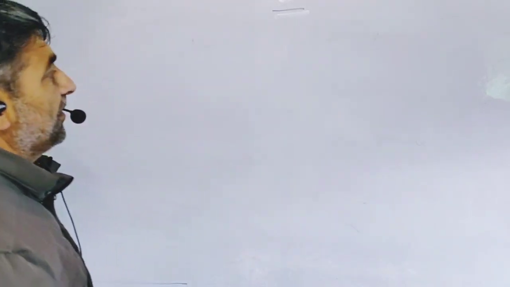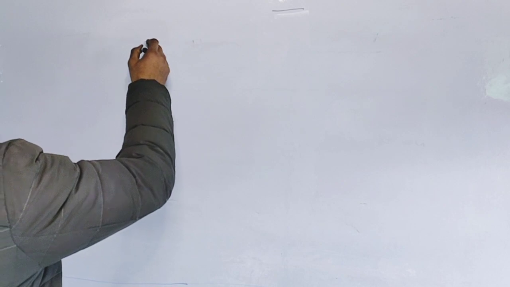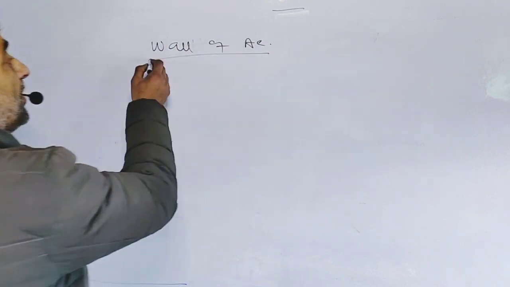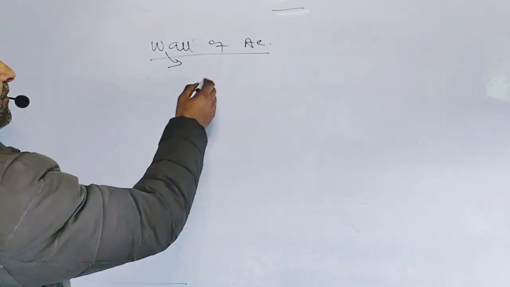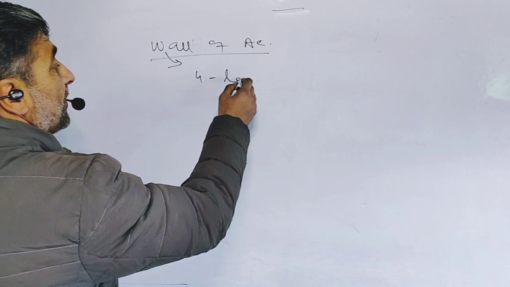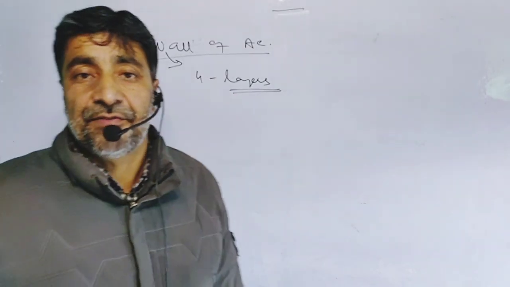First of all, here we will highlight the layers of alimentary canal, the wall of alimentary canal. It possesses four layers. Yes. Wall of alimentary canal. Okay. Wall of AC has four layers. Let us take these layers one by one.